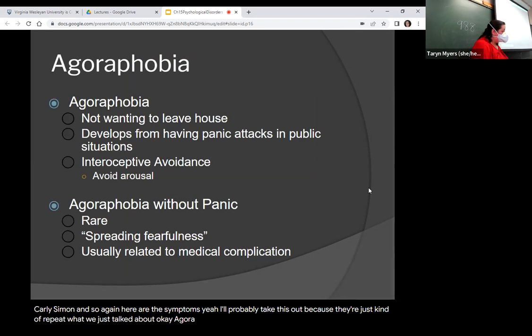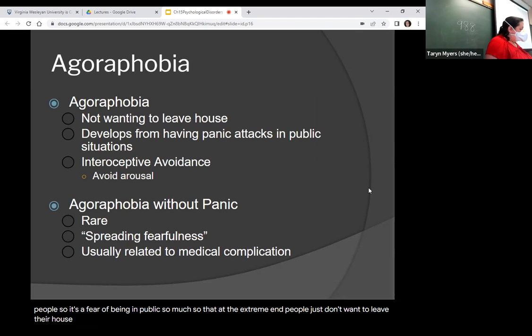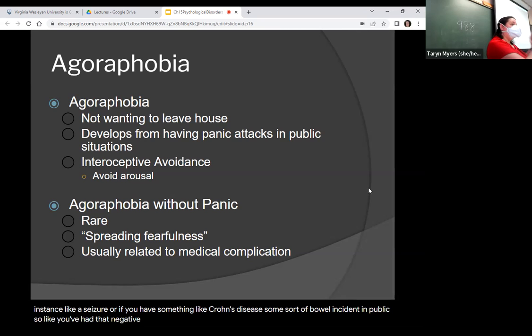Okay, agoraphobia. Like I said, this can be very crippling for some people. So it's a fear of being in public, so much so that at the extreme end, people just don't want to leave their house. Most of the time, this develops once you have had a panic attack or some sort of physical instance like a seizure, or if you have something like Crohn's disease, some sort of bowel incident in public. So like you've had that negative experience, you don't want to experience it again, and that'll lead you to being anxious.